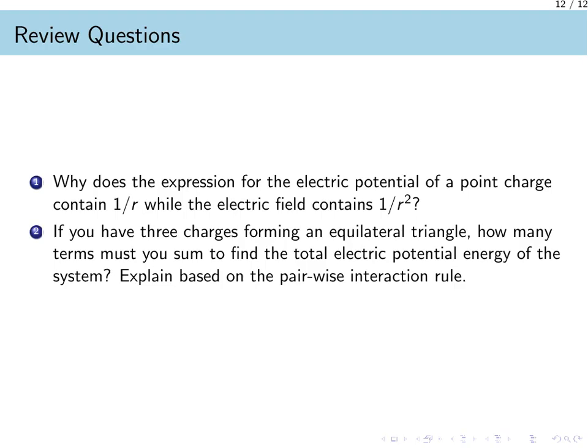Before we conclude, please consider these review questions. First, think about why the mathematical expression for the electric potential of a point charge contains a 1 divided by r distance dependence, while the magnitude of the electric field contains a 1 divided by r squared dependence. Second, if you have a system of 3 charges arranged to form an equilateral triangle, how many individual terms must you sum to find the total electric potential energy of the entire system? You should be able to explain your answer based on the pairwise interaction rule we discussed earlier.